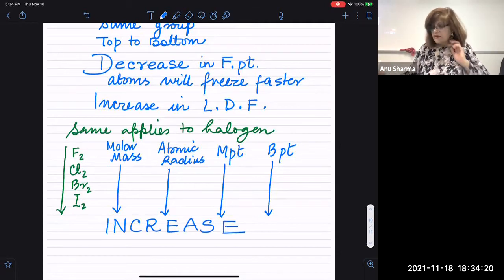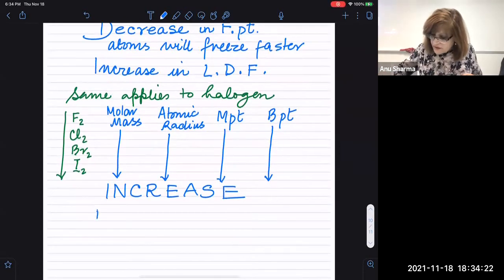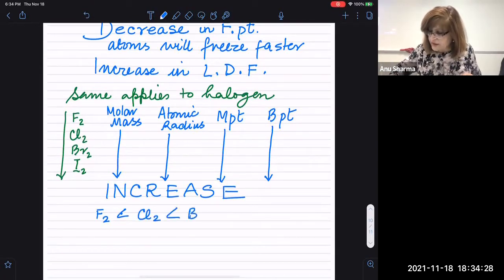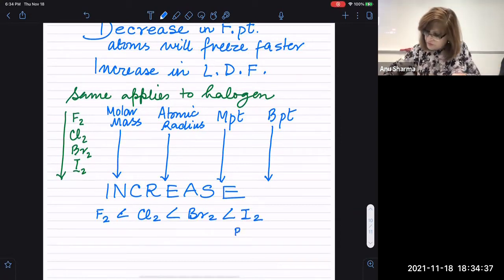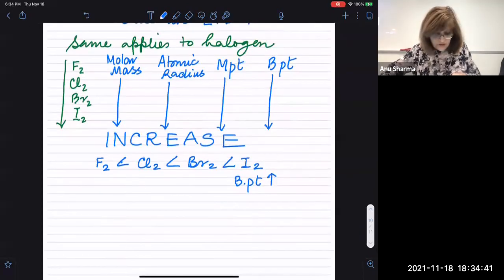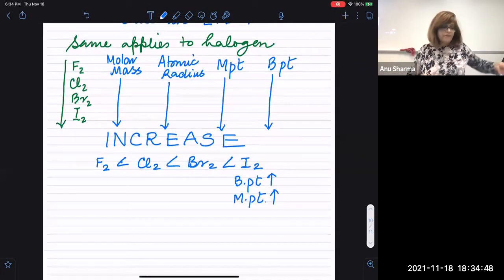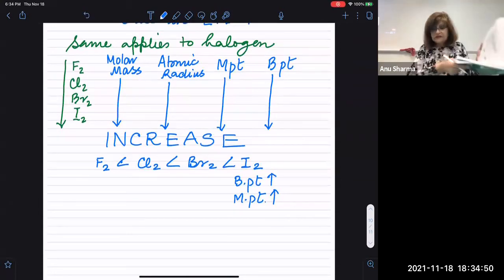So fluorine in comparison would be less than chlorine, chlorine less than bromine, and bromine less than iodine. Just keep this in mind, that iodine will have a high boiling point. The boiling point of iodine is the highest, and the melting point of iodine is also going to be the highest.